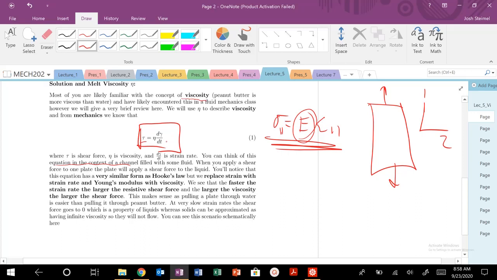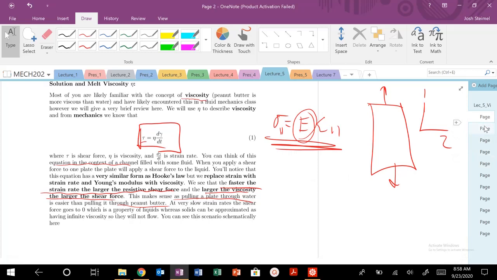So that's kind of the idea here. Faster strain rate, the larger the resistive force, larger viscosity, the larger the shear force. So it's harder to pull, easier to pull a plate through water than through peanut butter. So this relationship holds, and everything seems hopefully familiar, and everything's right in the world.